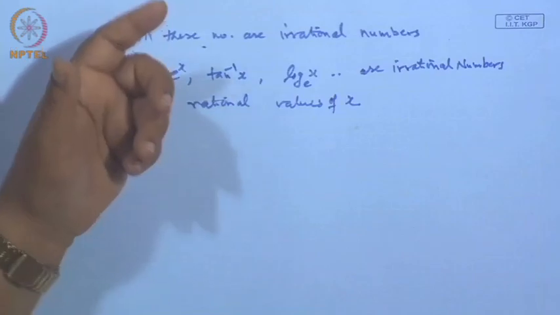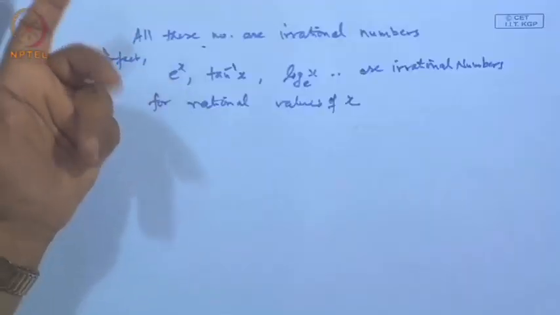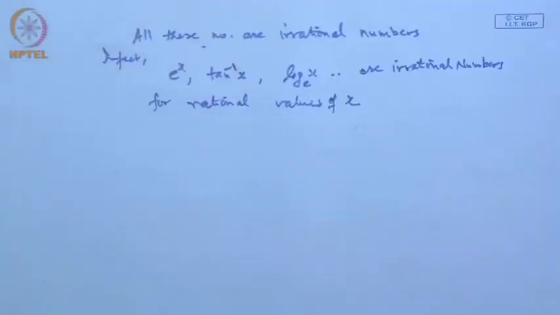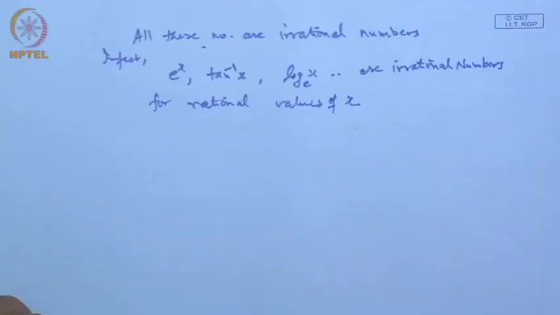Tan inverse x is an irrational number when x is rational. e to the power x is irrational when x is rational. Log of x is irrational like this. So, the collection of irrational numbers is a very big set, and here we can get clear.